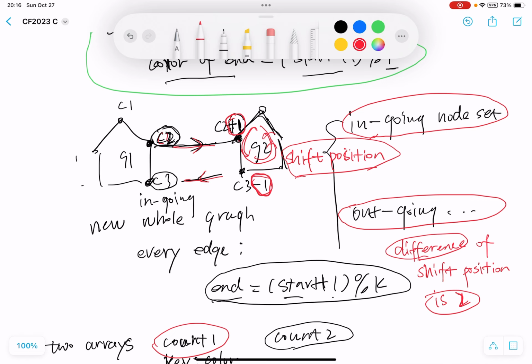Okay, this is the whole solution part for this problem. If there is any confusion, welcome to submit your question below this video as a comment.